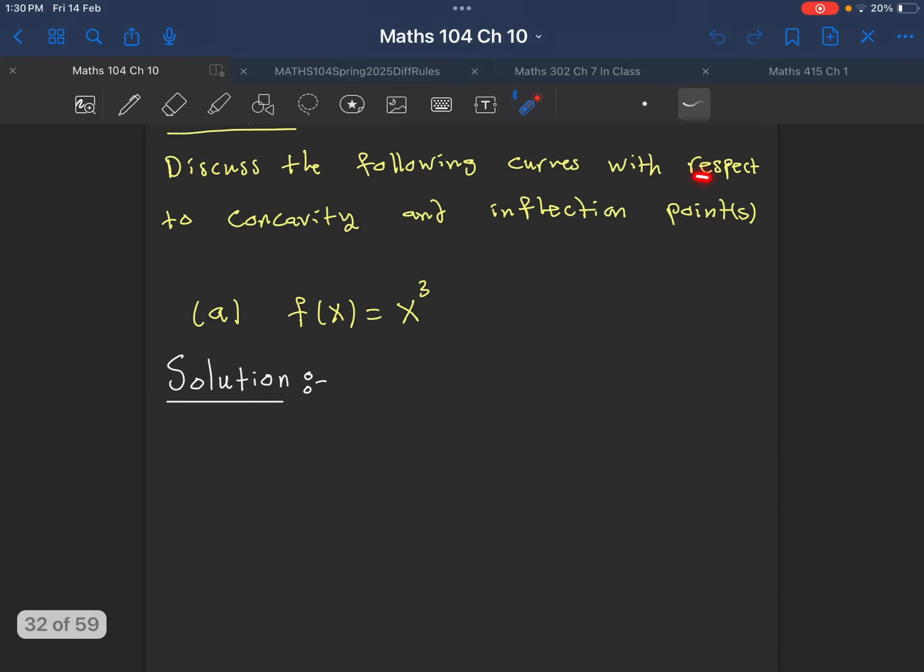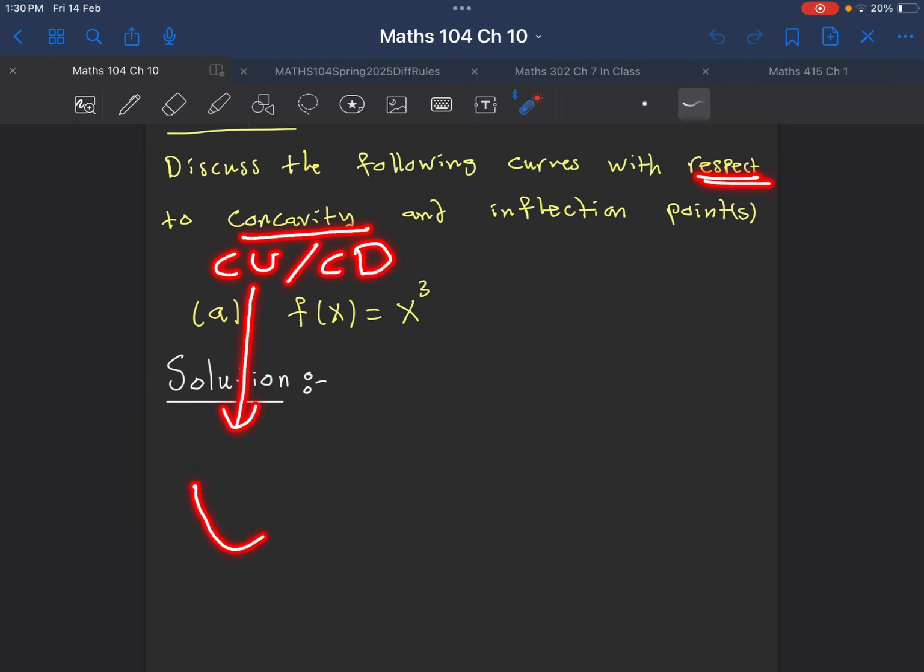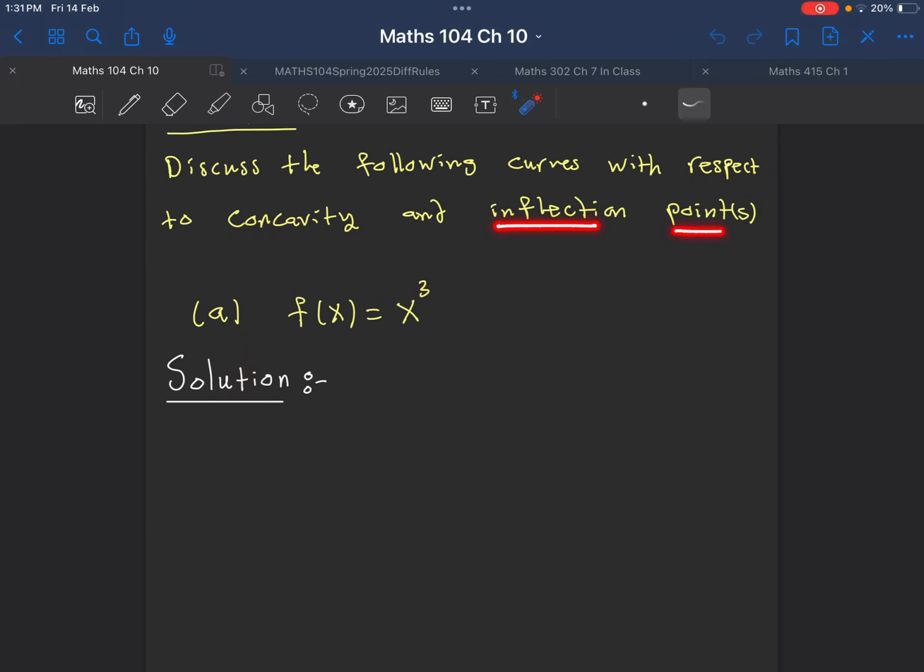Welcome, student, to example number 1, where we need to discuss the following curve with respect to concavity. Concavity means we check if it is concave upward or concave downward. Remember, concave upward means the curve will go like this. Concave downward means the curve is going toward down. This is concave downward and this is concave upward. And we also need to find the inflection point.